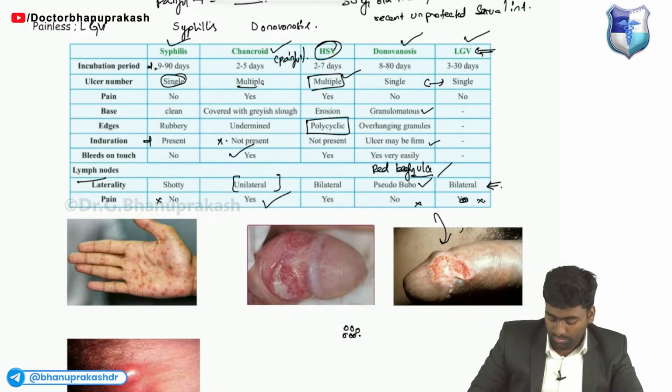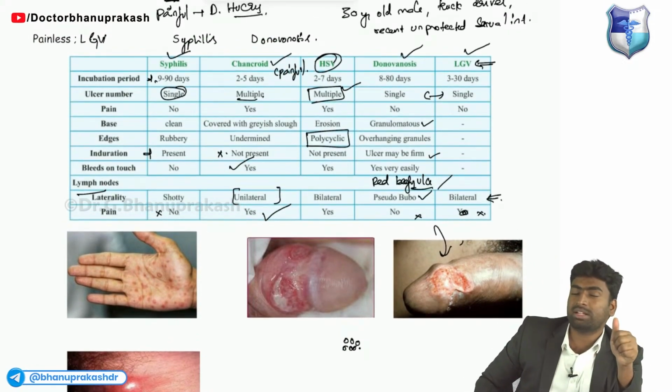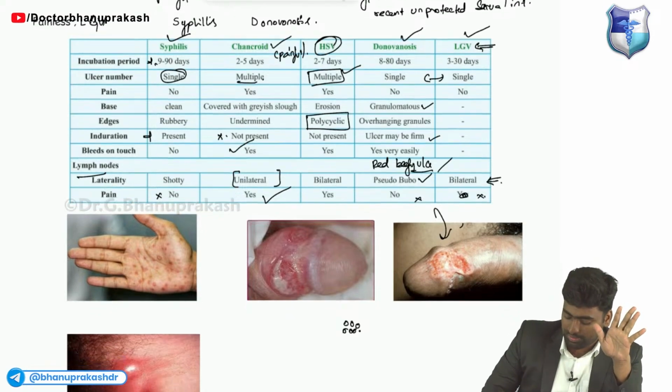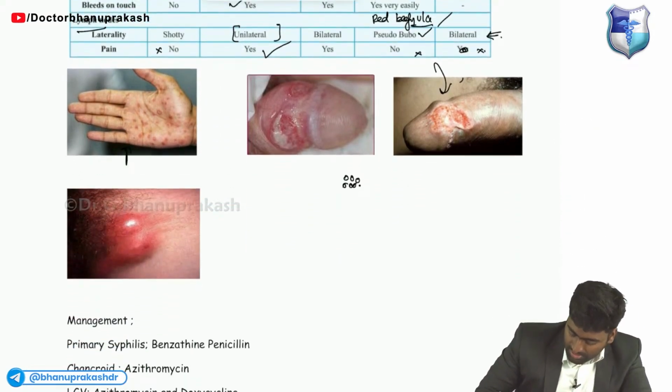Remember this much. So okay, fine. So these are the things. Painful means it is chancroid. Painless means LGV, syphilis, and Donovanosis. You just remember. Fine.